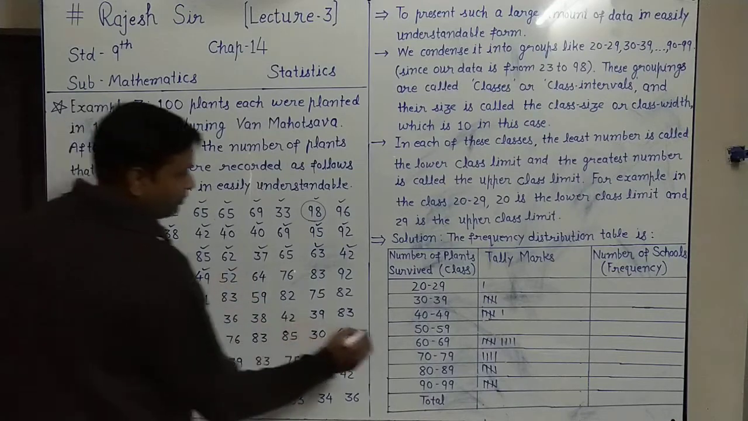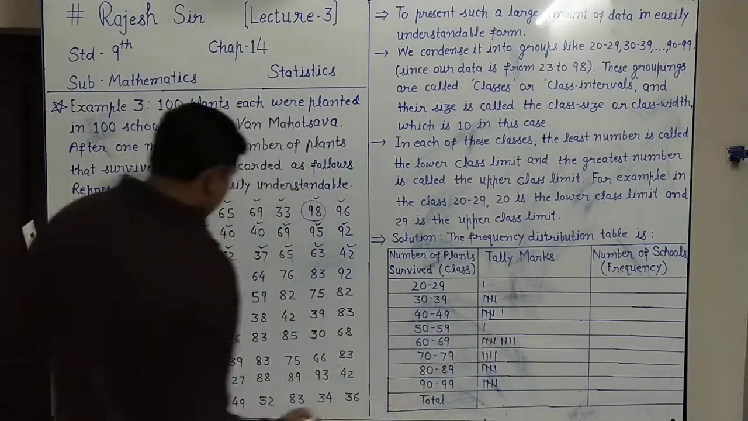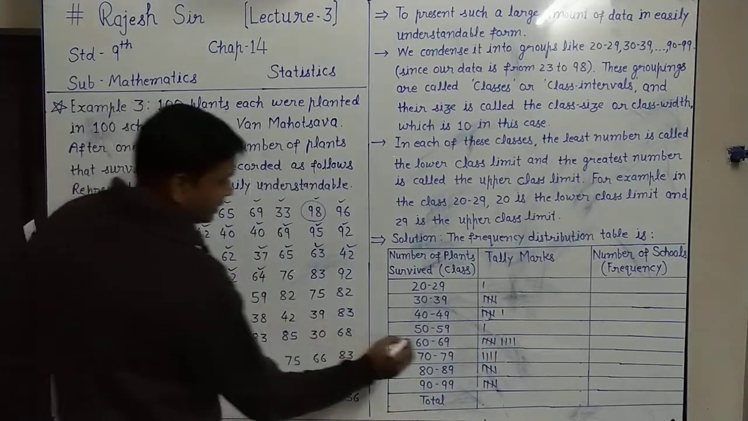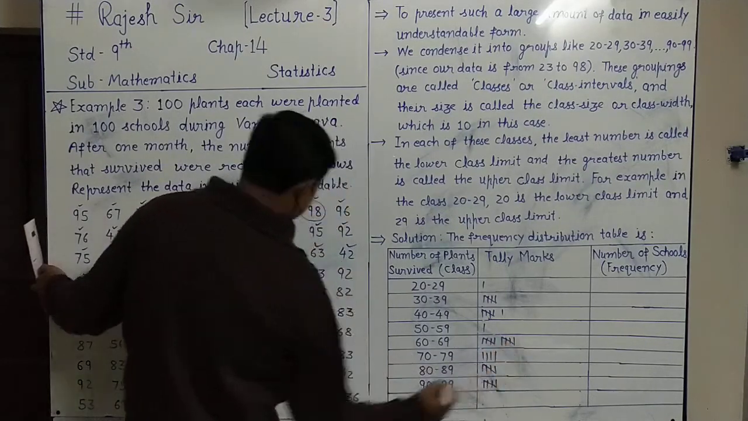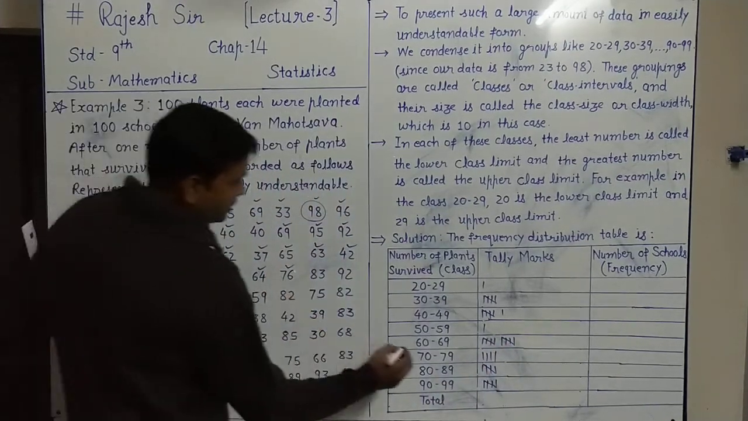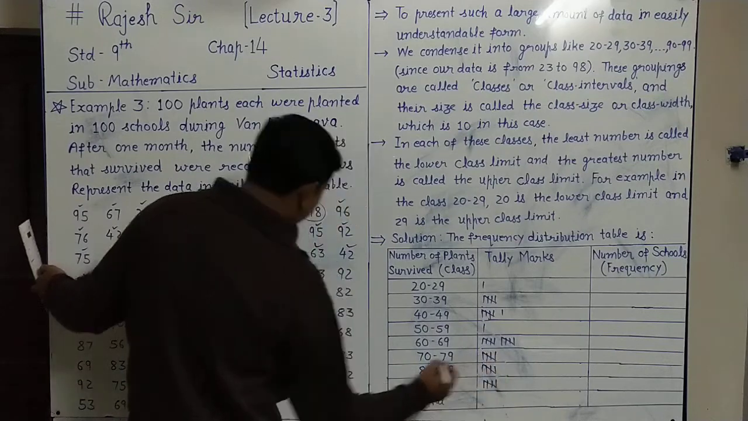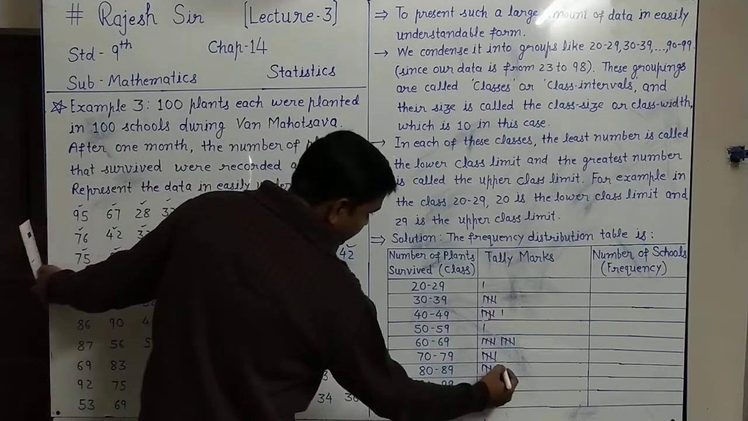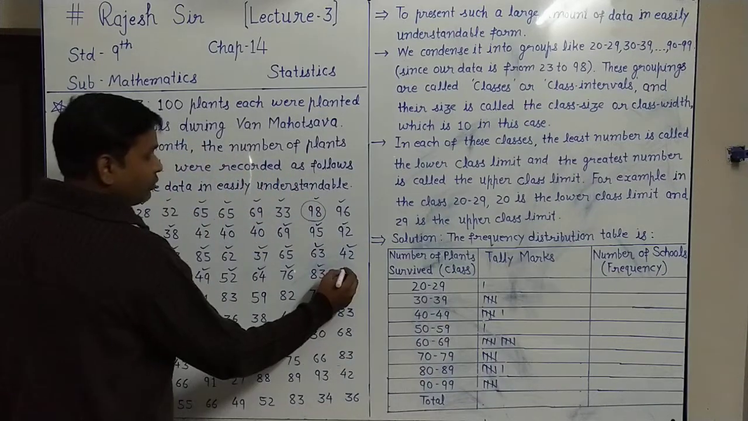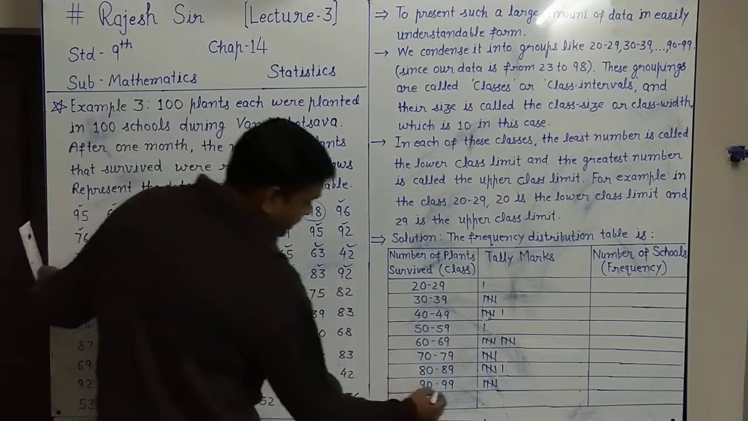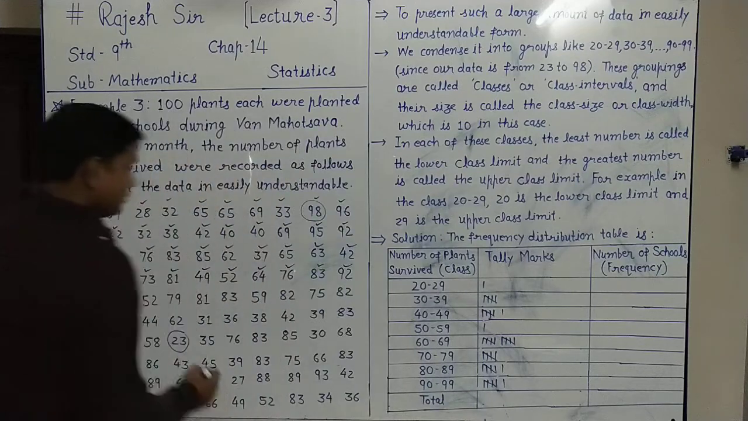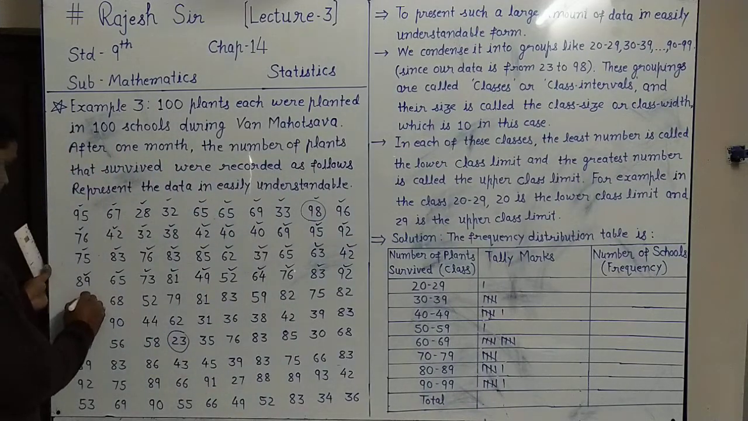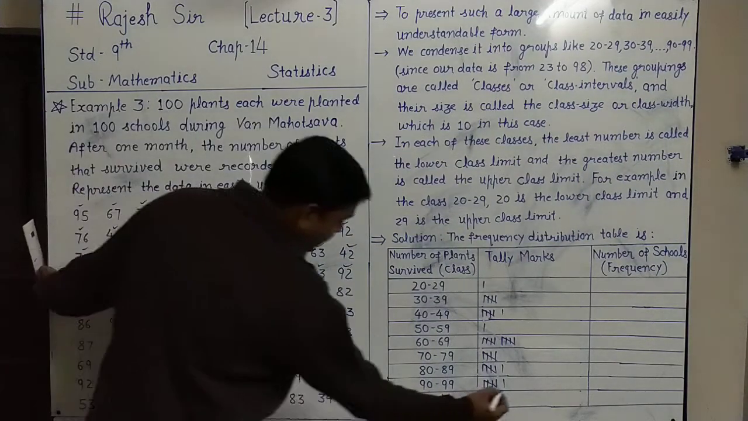52 is in 50 to 59. 64 is in 60 to 69. Fifth one again. 76 is in 70 to 79. Fifth one this way. 83 is in 80 to 89. 92 is in 90 to 99. 93 is in 90 to 99.